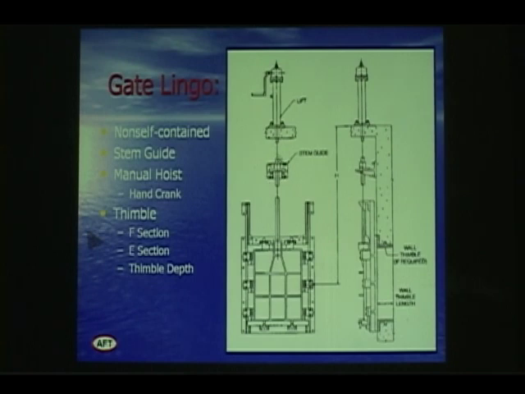On this sketch, just touch upon a couple things. You've got stem guides. The reason for stem guides is if you've got a long stem, you need to support it, and so you may have 1, 2, 3 multiple stem guides to support that stem as you're raising and lowering the gate. Again, you have a manual hoist with a crank on it. In this picture here, you can also see a cast iron thimble. For most cast iron gates, you're going to have a thimble poured into the wall. This particular one is an F section, and we've got slides coming on in a few minutes to talk about the other types of thimbles.